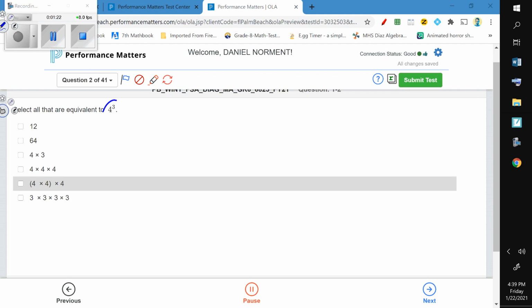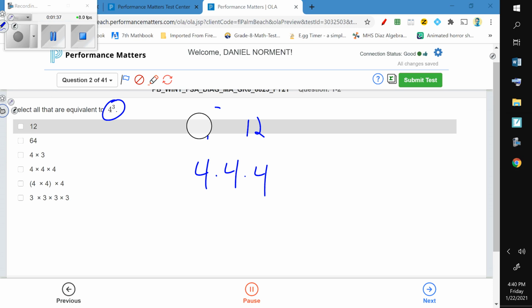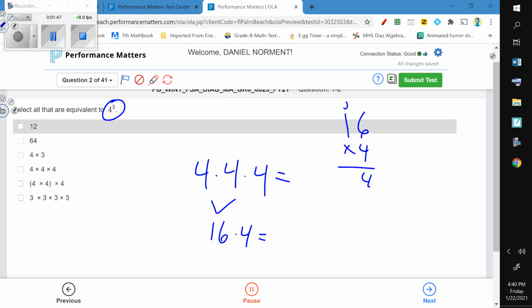All that are equivalent to 4 to the third power. This does not equal 12. It's easy to think that because it does involve multiplication. But it's not 4 times 3. It's 4 times 4 times 4, which is not 4 plus 4 plus 4, that is 12. But 4 times 4 times 4: 4 times 4 is 16, 16 times 4 is 64. Okay?